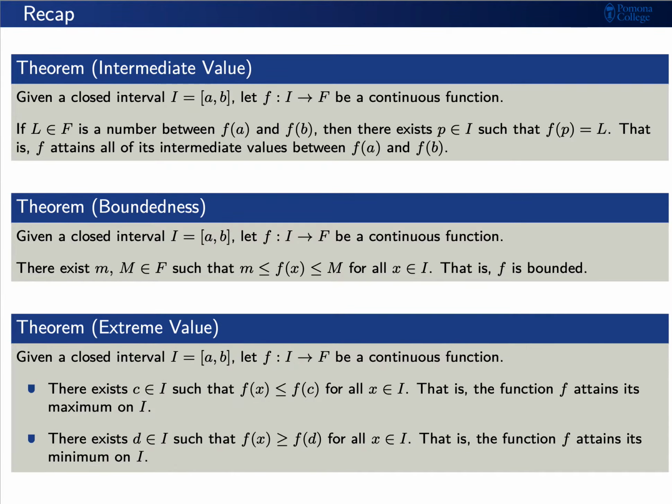And finally, let's consider our continuous function f on our closed interval I. There exists an element c in our closed interval such that f of x is less than or equal to f of c for all x in the closed interval. That is, the function attains its maximum on this closed interval. Similarly, there exists a d in our closed interval such that f of x is greater than or equal to f of d for all x in the closed interval. That is, our function f attains its minimum on the closed interval as well.